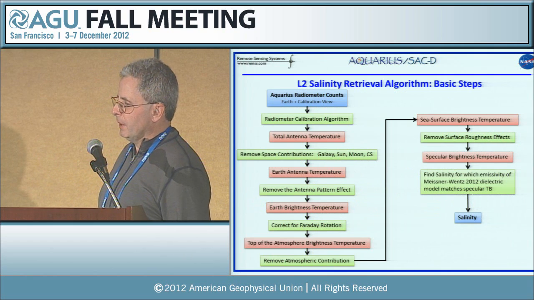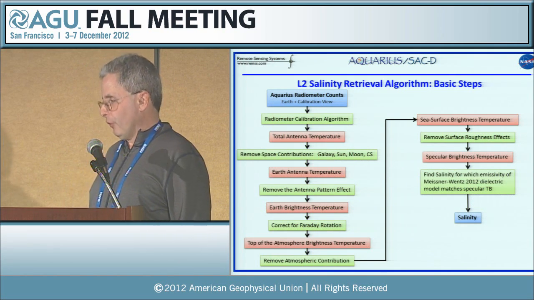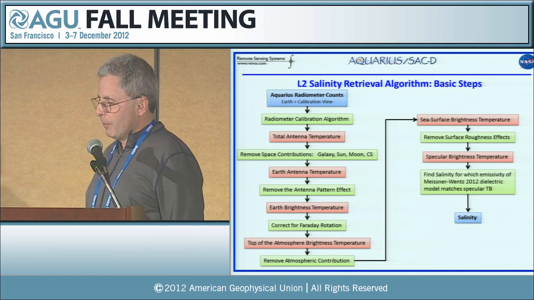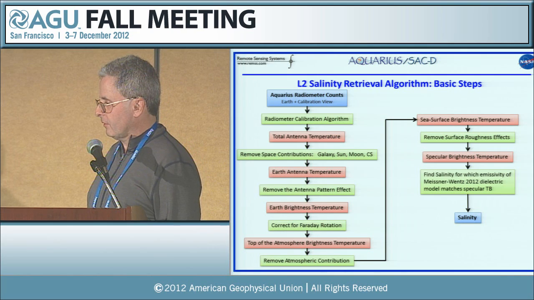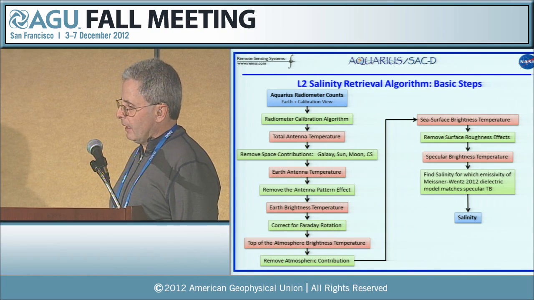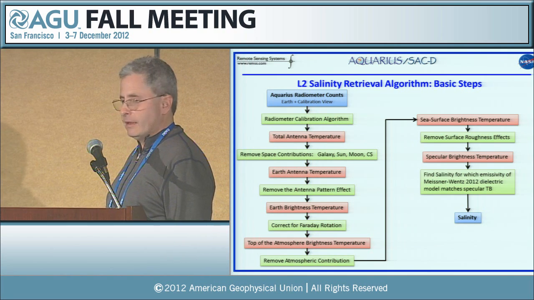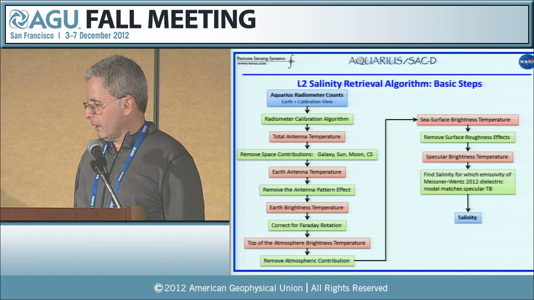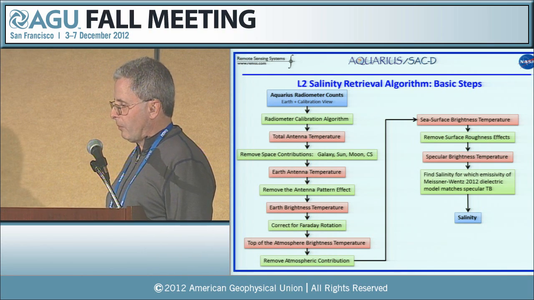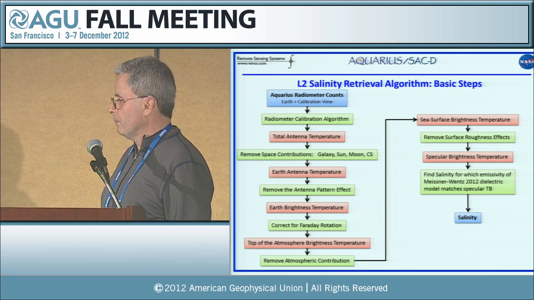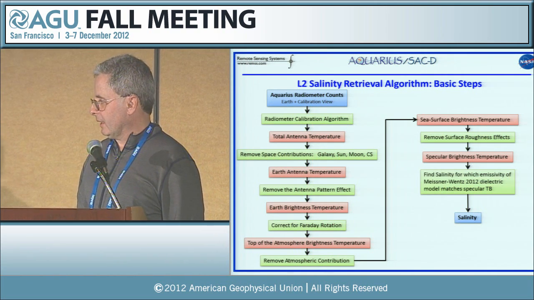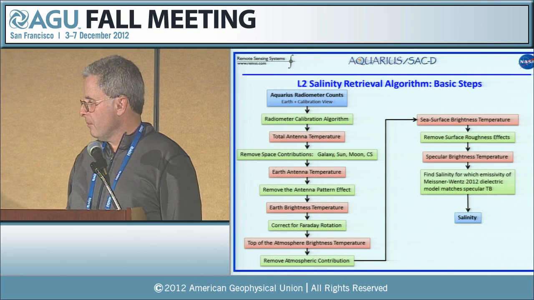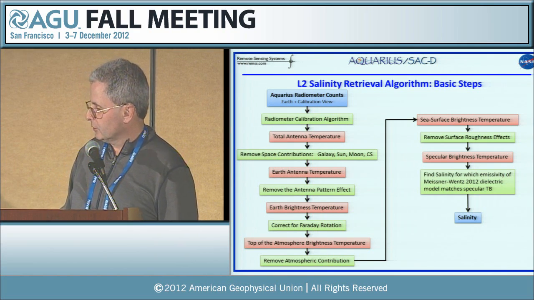That shows the steps which have to be done, getting from Aquarius counts to salinity. First, there's a calibration algorithm, which also has an RFI filter included. Then we're removing the intrusions from space: galaxy, sun, moon, cold space. That gives us antenna temperatures. The antenna pattern correction is then performed. And then we do Faraday rotation, getting to the top of the atmosphere brightness temperature, remove the atmospheric contribution, and finally remove the surface roughness effect. And then we can go into the salinity retrieval. So there are also steps that have to be done in order to get from radiometer counts to salinity.